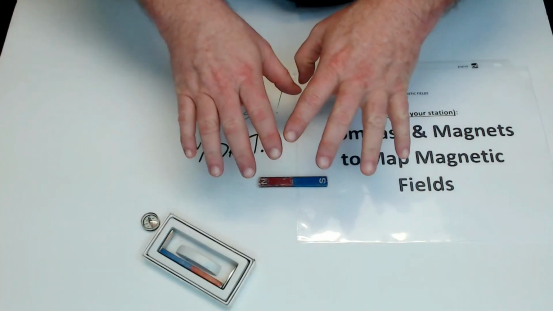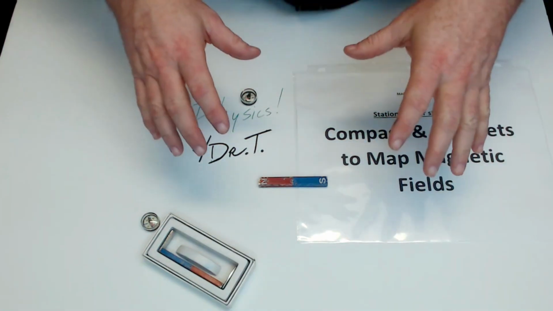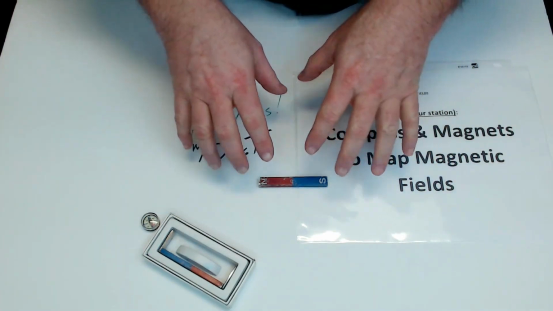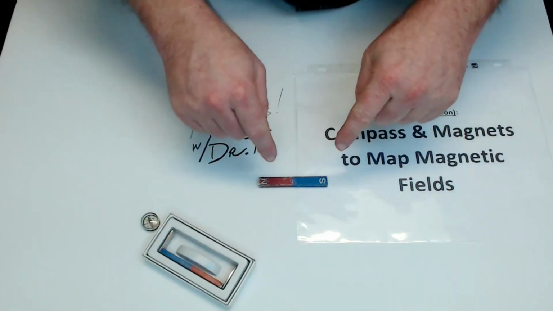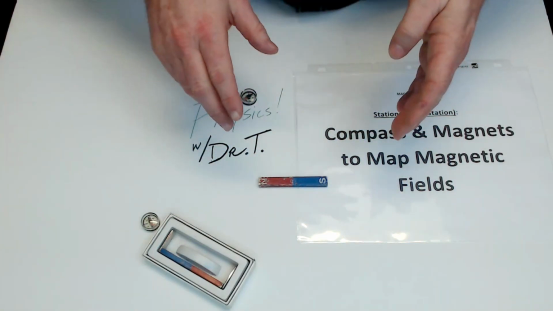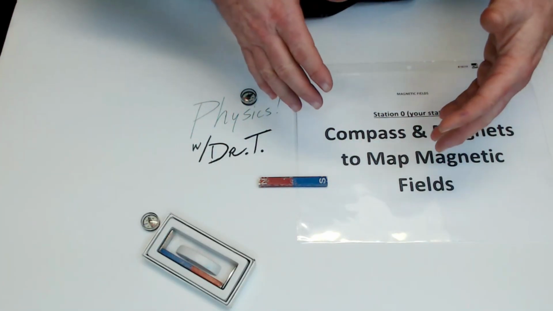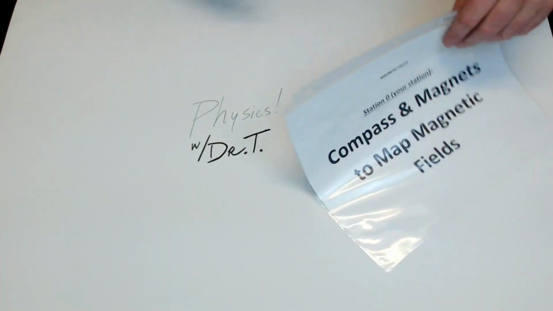The purpose of this, for the first couple steps of this station, is to get a general idea of how the magnetic field around the bar magnet is shaped, and whether or not there are complete field lines similar to Earth's, similar to gravity fields, similar to electric fields.